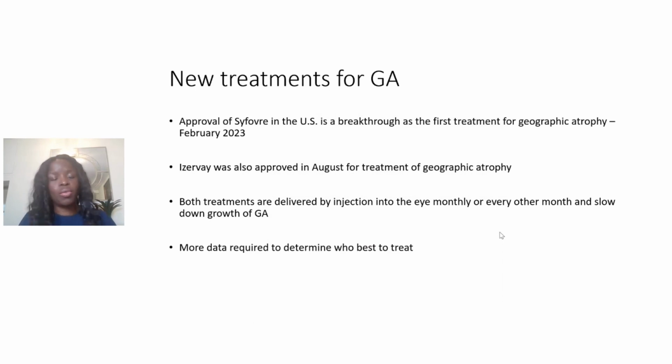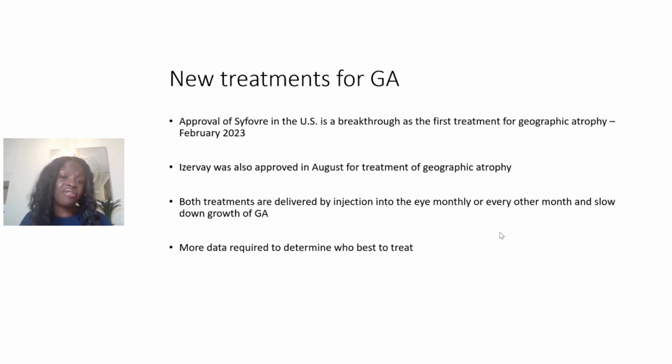For a long time, we've not had any treatments for geographic atrophy, beyond counseling and support with low visual aids. But in February of this year, there was a breakthrough, and the first treatment was approved, which is called Syfovre in the United States, and currently being evaluated or considered for approval in the UK. Another treatment was recently also approved called Izervay in August of this year in America again, and there is a possibility that may one day come to the United Kingdom as well.